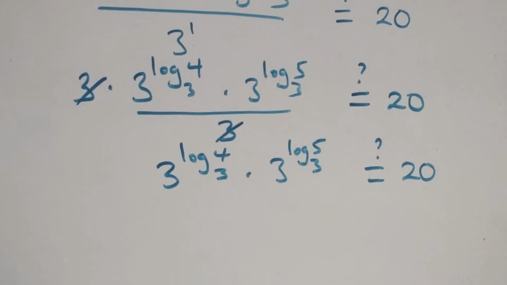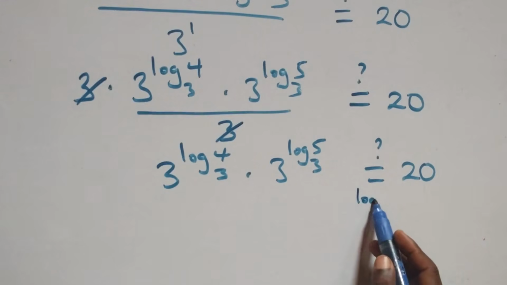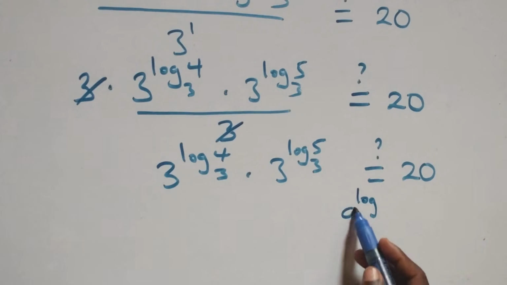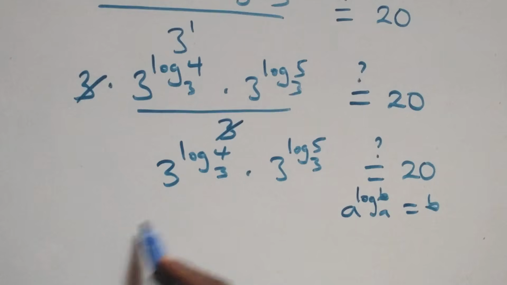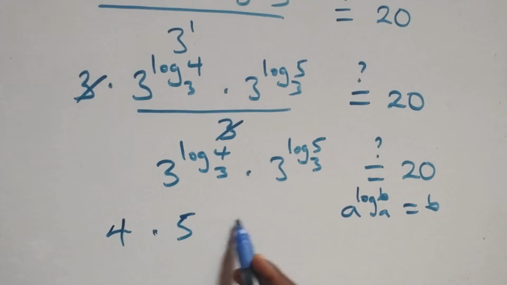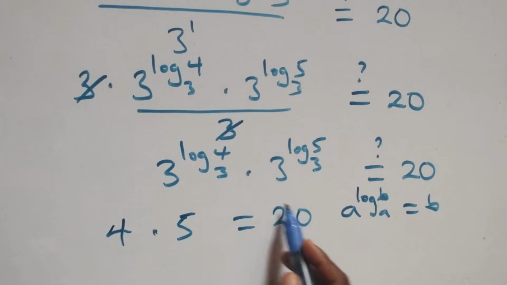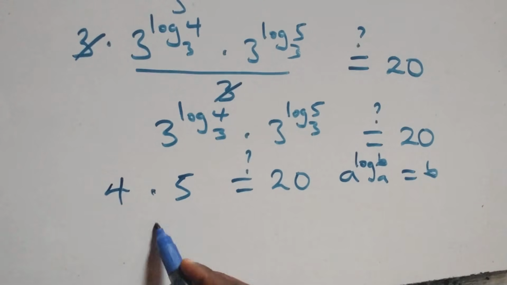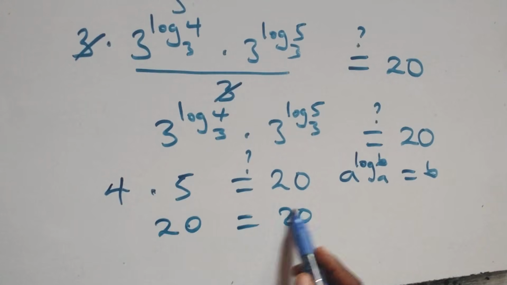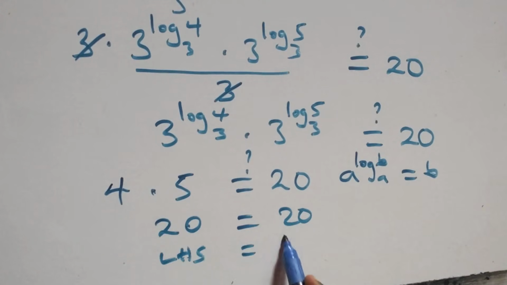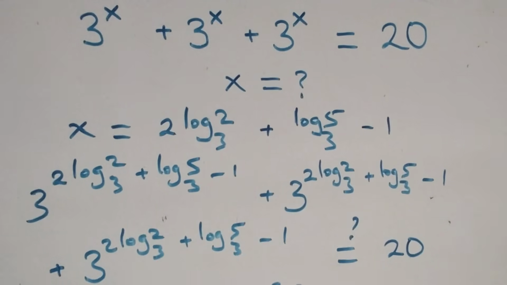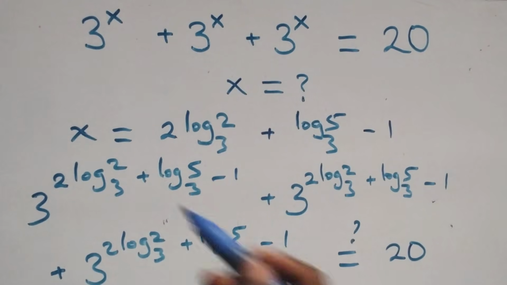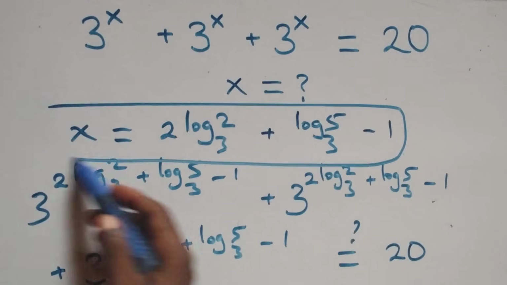Now here we apply the law of logarithm: a raised to power log b to base a is the same thing as b. Now we have 4 times 5 equals 20 on this side. And 4 times 5 of course is 20, which equals 20. Left hand side equals the right hand side. Therefore, we conclude that x equals 2 log 2 base 3 plus log 5 base 3 minus 1 satisfies the given problem.